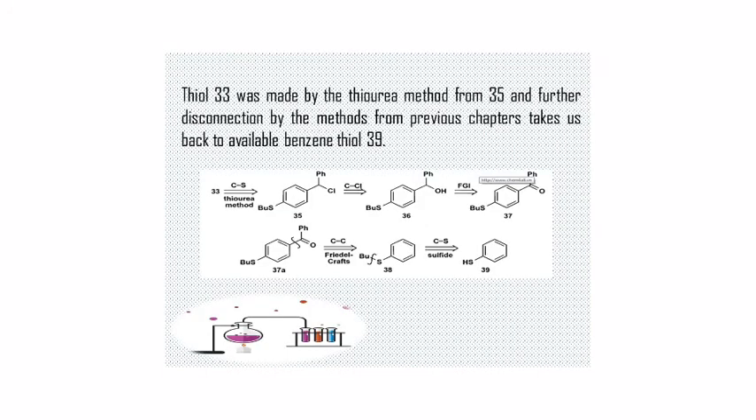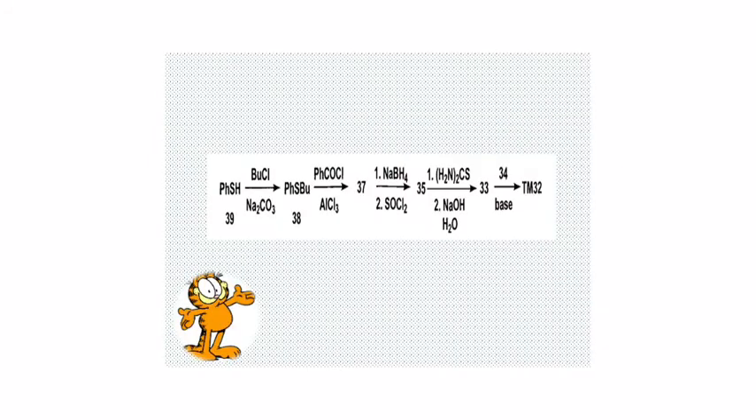Thiol 33 was made by the thiourea method from 35, and further disconnection by the methods from previous chapters takes us back to available benzene thiol 39. The first sulfide needs only a weak base as benzene thiol is acidic and the electron-donating group directs para. The rest is straightforward. Guideline 4.